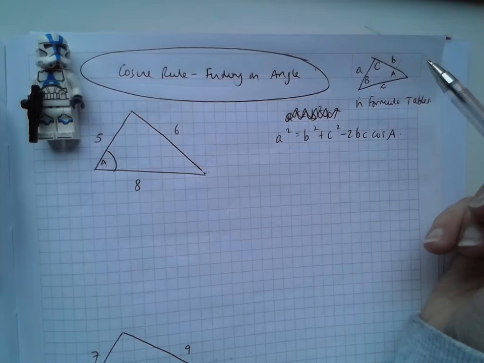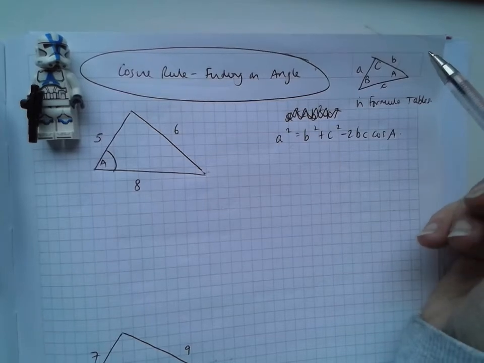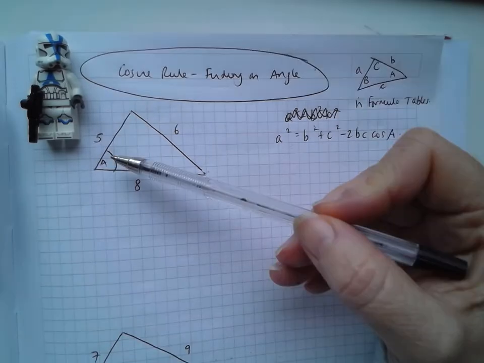Right angle. In this case, the example I'm going to work through has 3 sides, 5, 6, and 8. We're given all 3 sides, but we have to work out an angle.